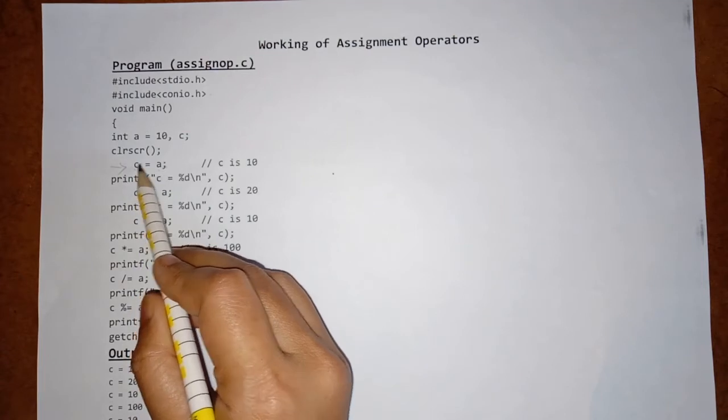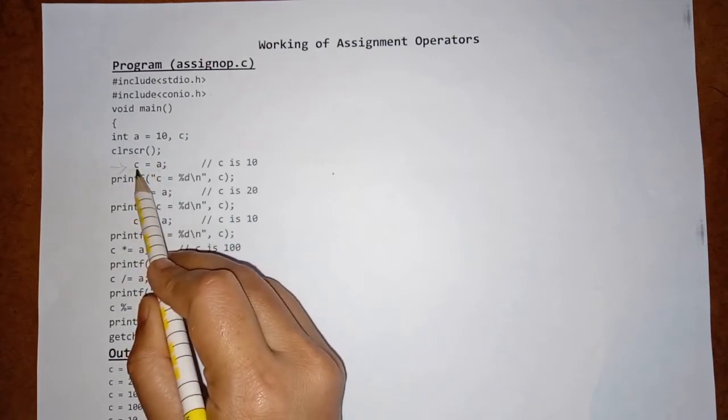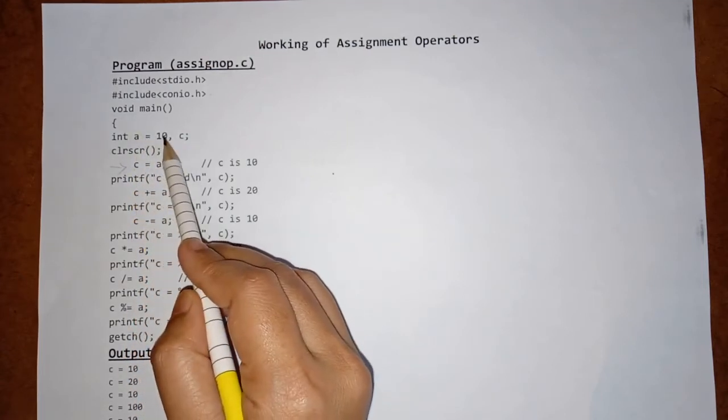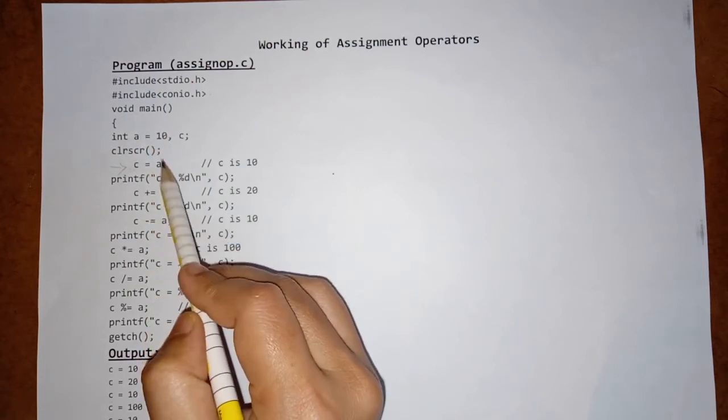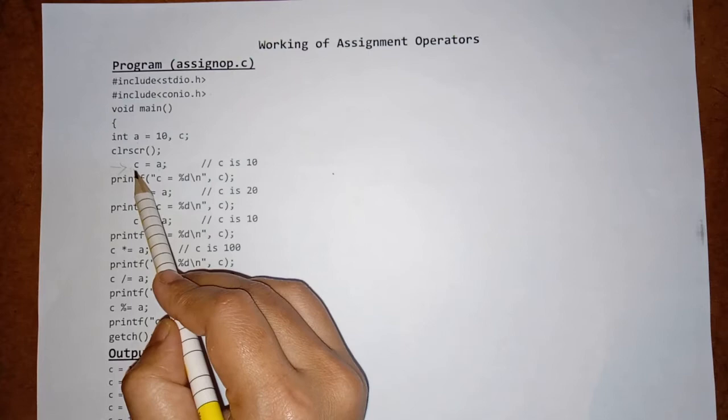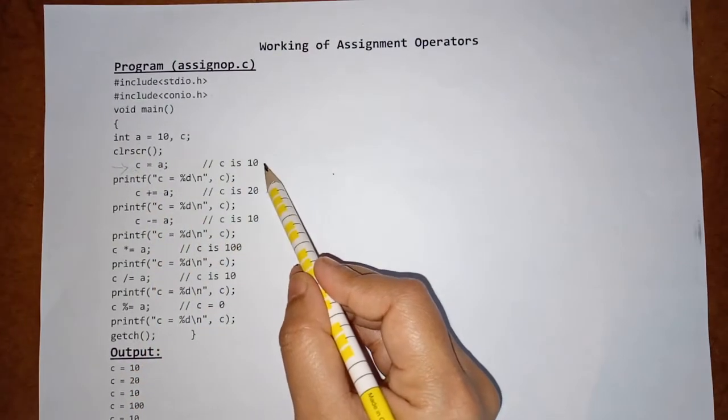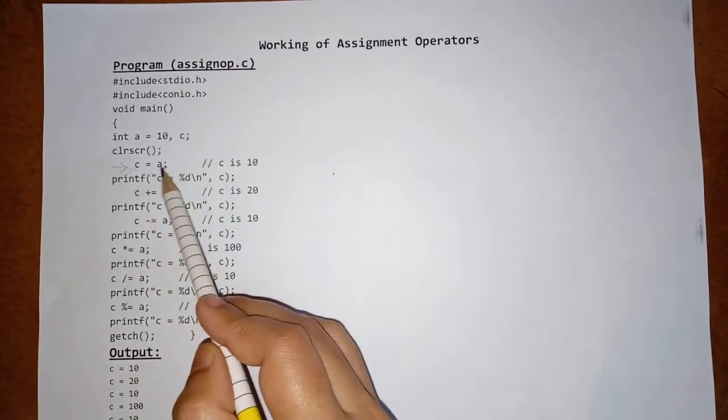So from this we are copying the value to this one. So here C is equal to A. Now what will be the value of C? We know that A value is 10. It is already assigned with 10. So now that 10 will be assigned to C. Now C will also have the value 10. Okay, so this is the assignment operator.